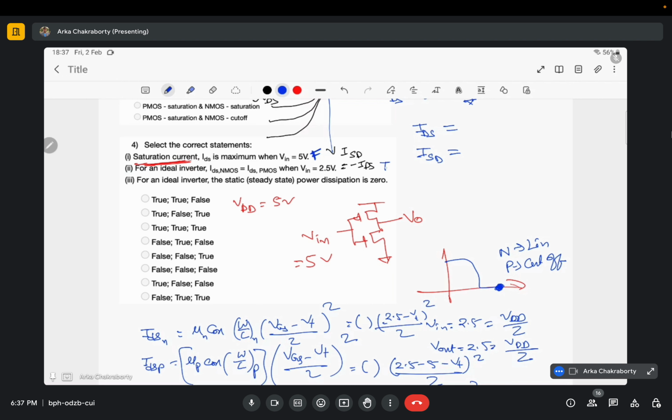This is true. Okay. And the third one is, for an ideal inverter, the static power dissipation is 0.